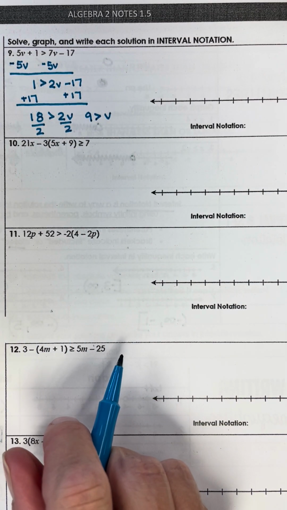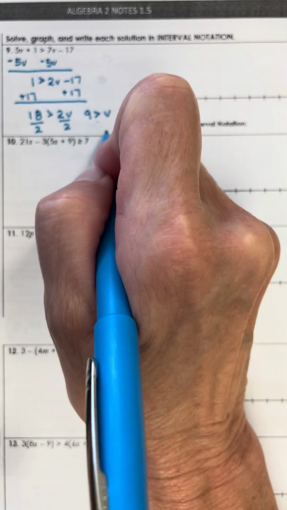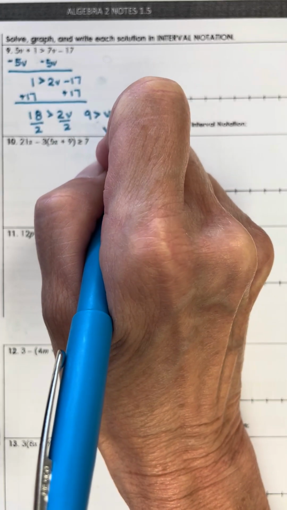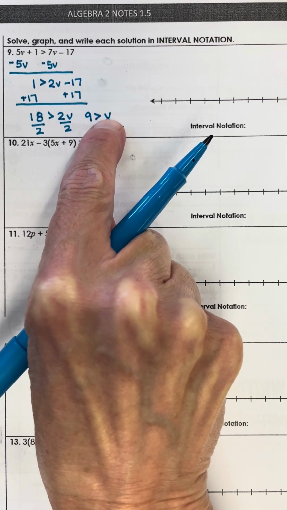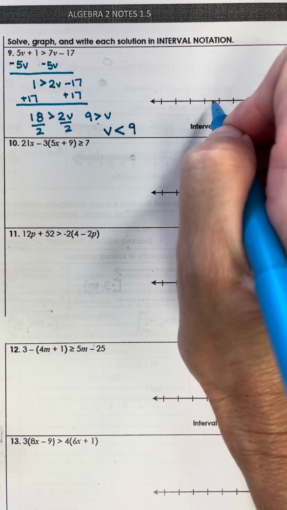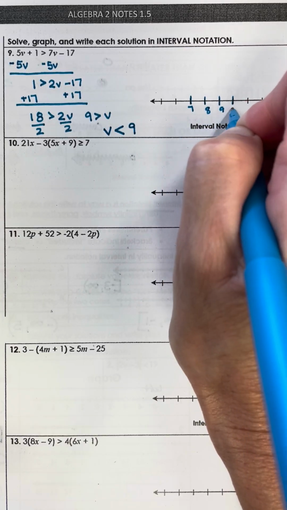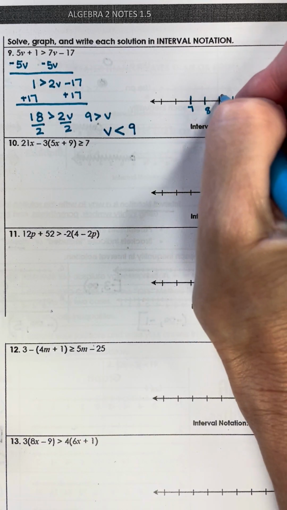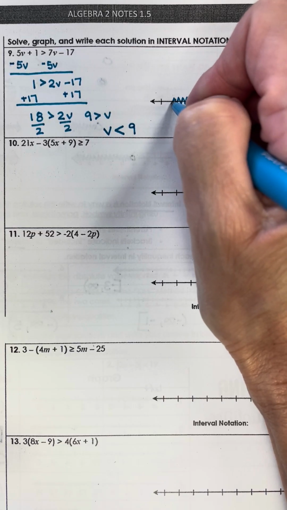I like to write it with the variable on the left. So I'm going to rewrite this with my v. The nose of the inequality is pointing towards the v, so the less than is pointing towards v, so it needs to keep pointing towards v, and I get v is less than 9. So I'm going to put 7, 8, 9, 10, 11, and I'm going to have an open circle on 9, and less than is shaded to the left side.